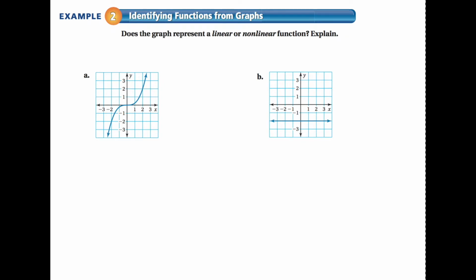So example 2 wants us to identify functions from graphs. They gave us two graphs here. We have graph A and graph B. And they want to know, does the graph represent a linear or nonlinear function? And it would like you to explain why.